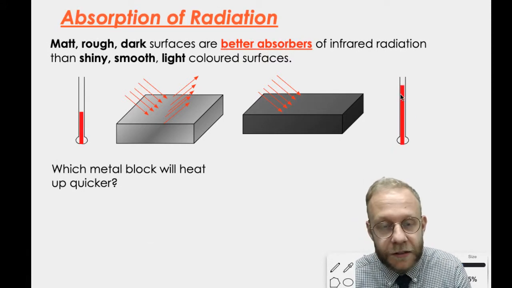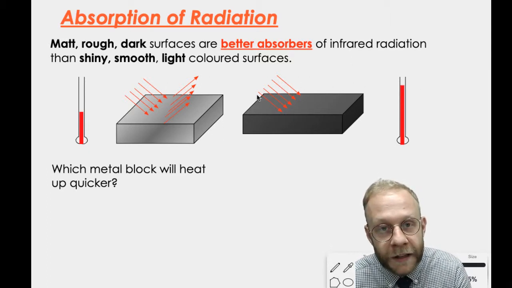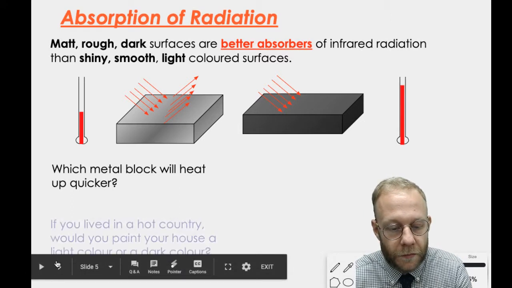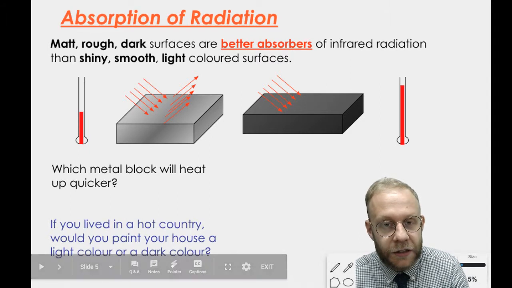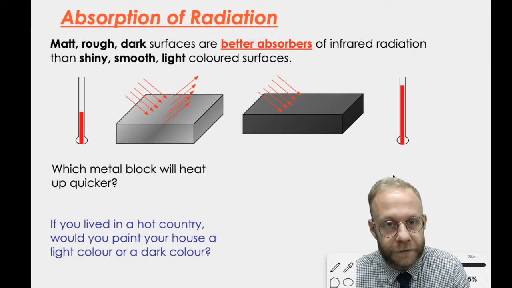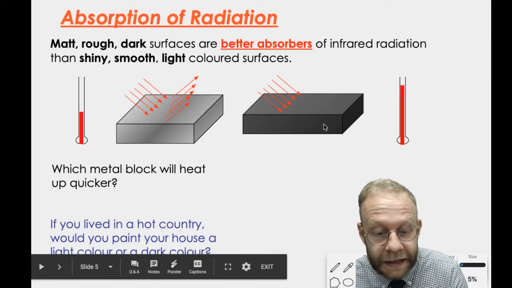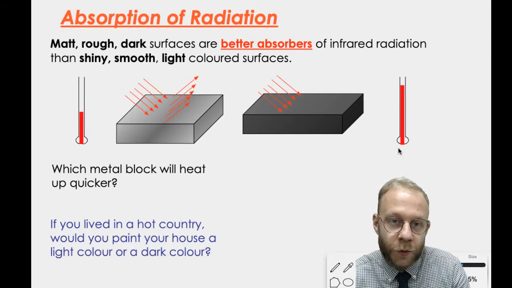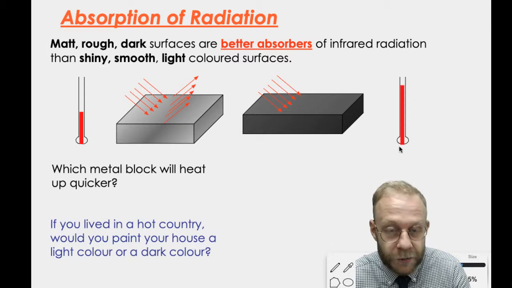It is the black surface, the black block, that's going to heat up faster, and that's because it's going to absorb that radiation, or more of that radiation, rather than reflecting it away from the surface. So, if you lived in a hot country, would you paint your house a light colour or a dark colour? You'd paint it a light colour, assuming that you want your house to be nice and cool, because then it would reflect the radiation from the sun, meaning that your house doesn't absorb so much radiation, meaning that it's cooler.